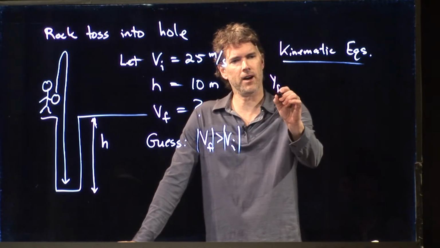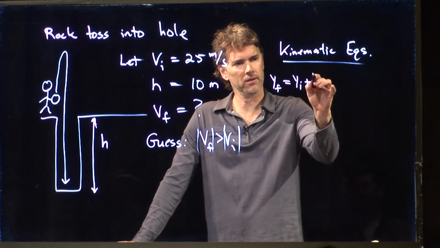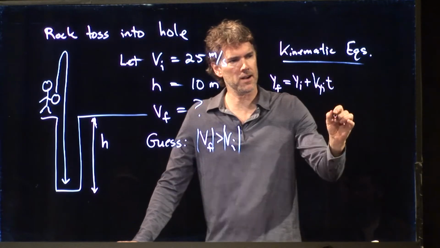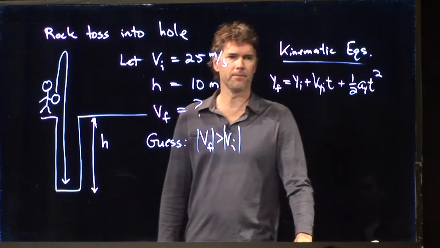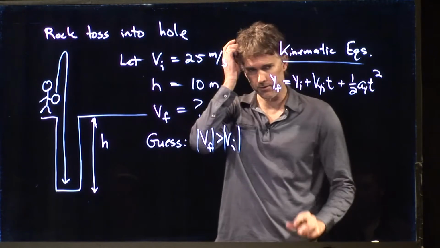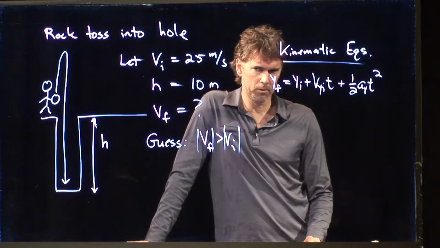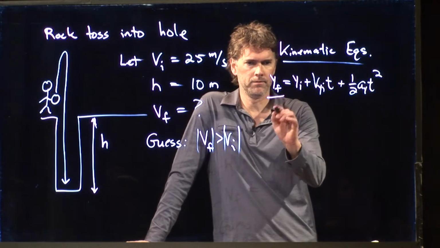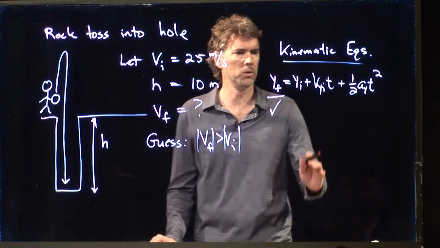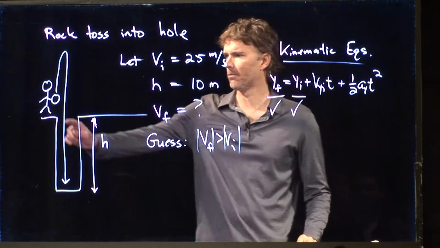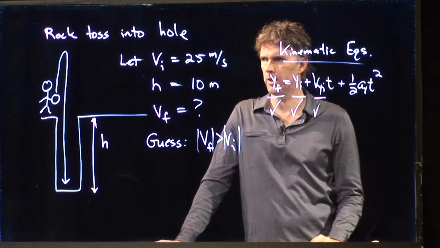How about this one? y final equals, do you guys remember the rest of this? y initial plus Vy initial times time plus 1/2 ay t squared. Okay, we're in the vertical domain here, so we'll use y's for all this. So let's take a look at this equation and see what we know and what we don't know. Do we know y final? Yeah, I think so. y final is right there. Do we know y initial? Yeah, that's where we started from. Do we know Vy initial? Yes, 25 meters per second.